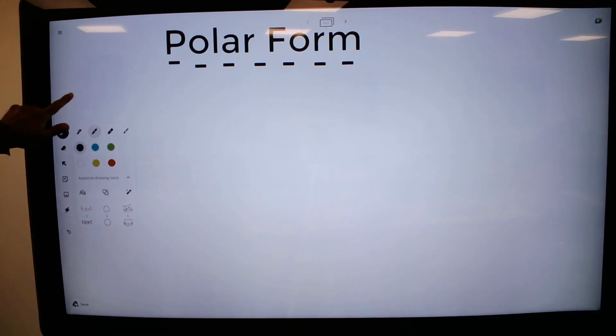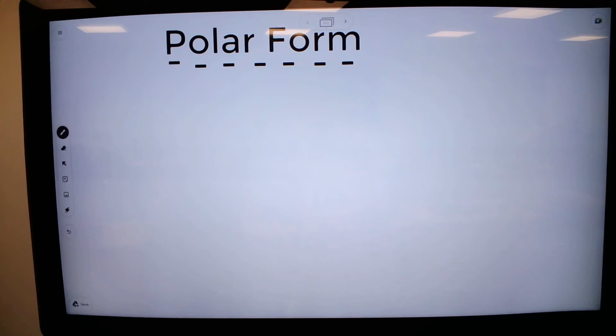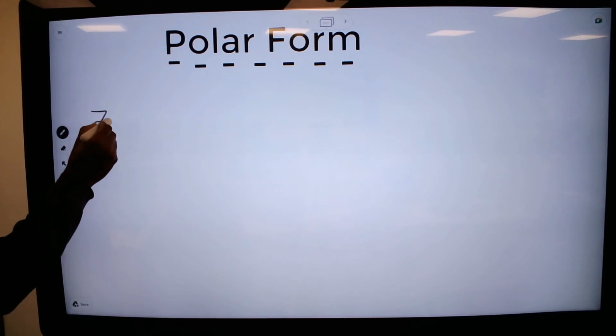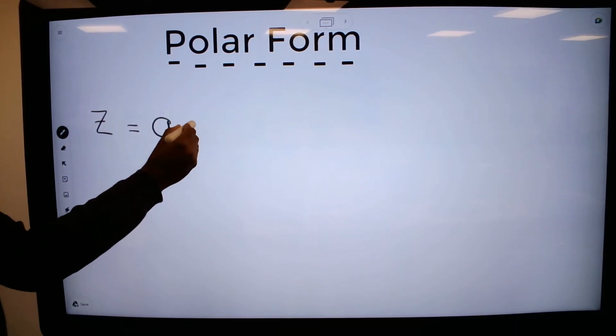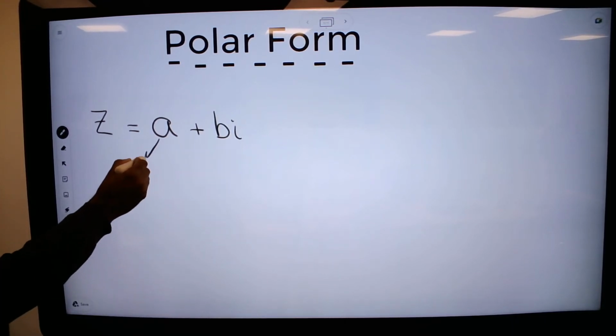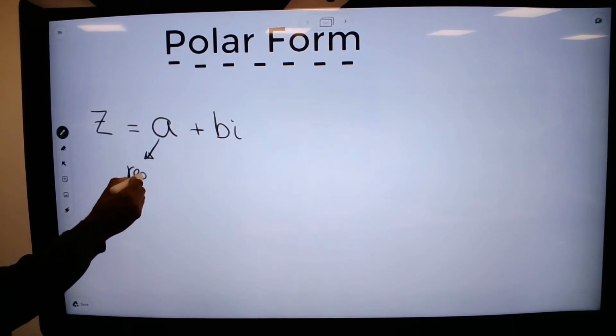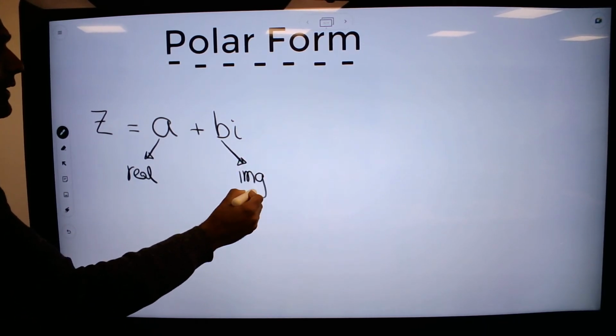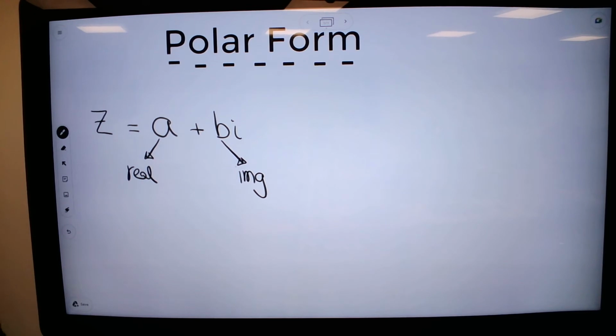When we talk about the complex number, the symbol for the complex number is Z, and it's written as a plus bi, where the first one is the real part and the second one is the imaginary part. That's how we define the complex number.